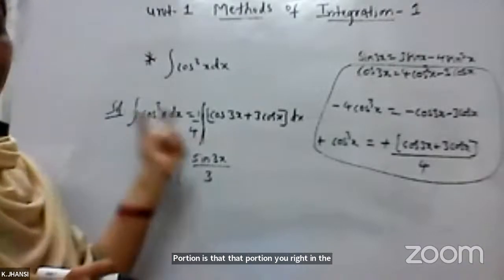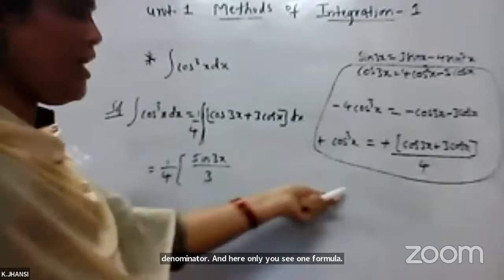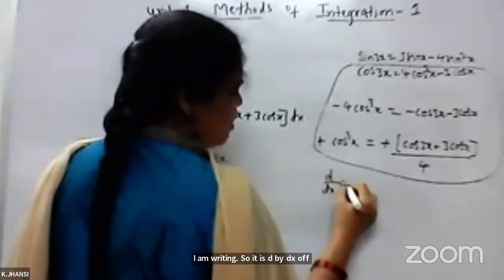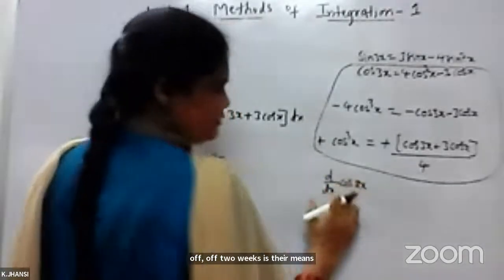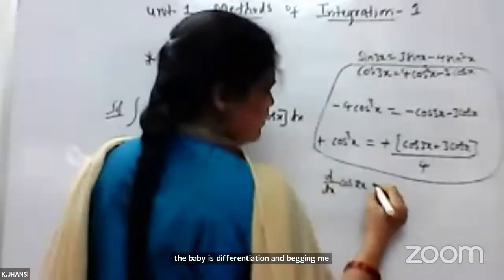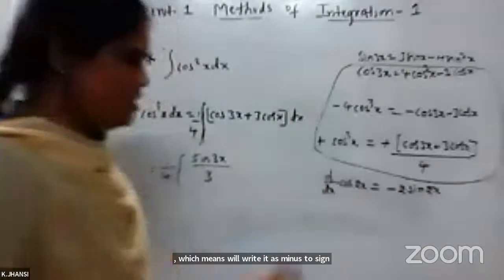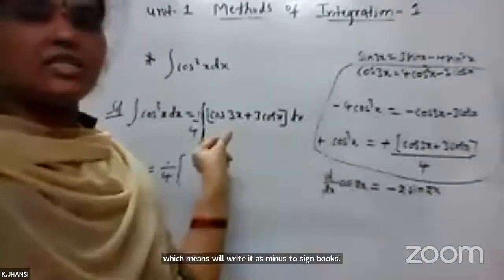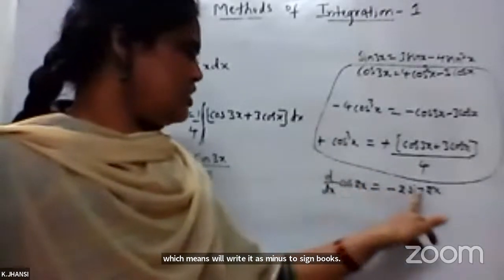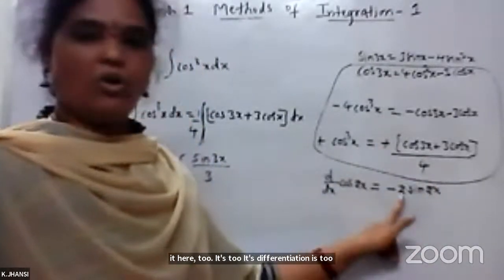And here only, you see one formula. Here down I am writing. If it is d by dx of cos 2x, I am talking about differentiation, d by dx of cos 2x, we'll write it as minus 2 sin 2x. Why? Because the differentiation of cos x is minus sin x. So here minus sin 2x, and the differentiation of 2x is 2. That's why you write the coefficient here.